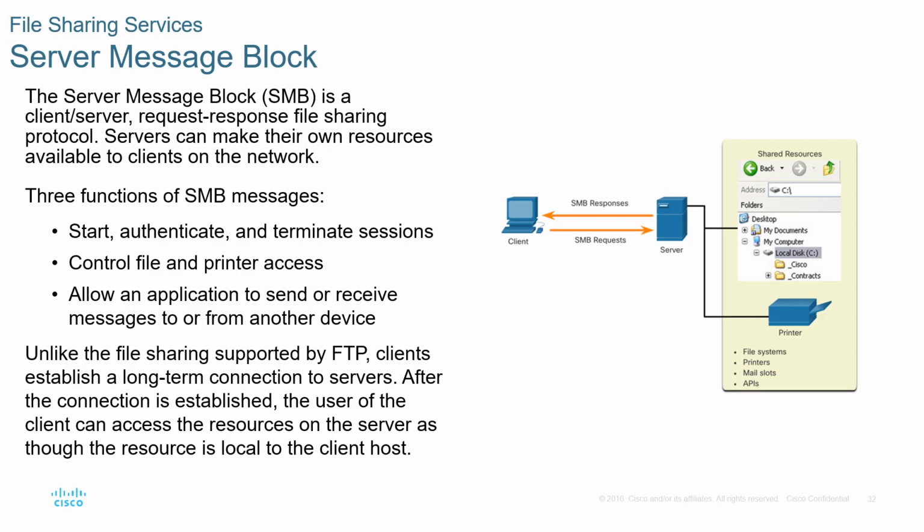The three main functions of SMB: start, authenticate, and terminate sessions; control file and object resource access; and allow applications to send or receive messages to or from other devices. FTP doesn't quite reach this level of sophistication. With FTP, clients establish a long-term connection to the server. After the connection is established, the user of the client can access other resources, not just files.